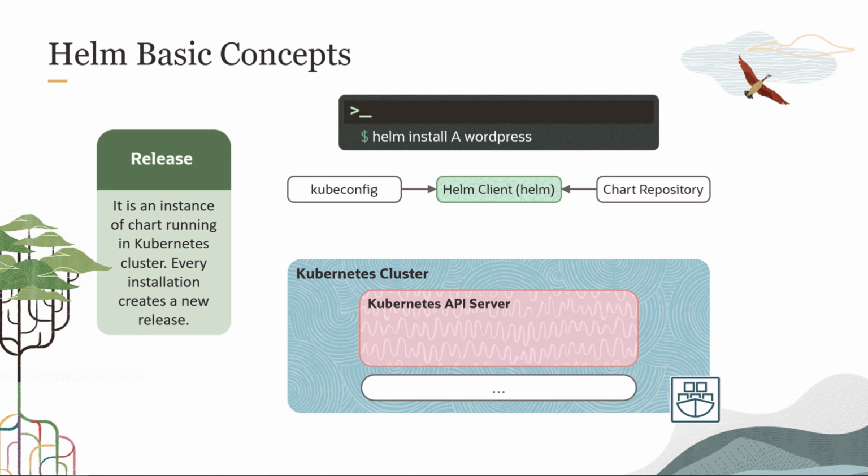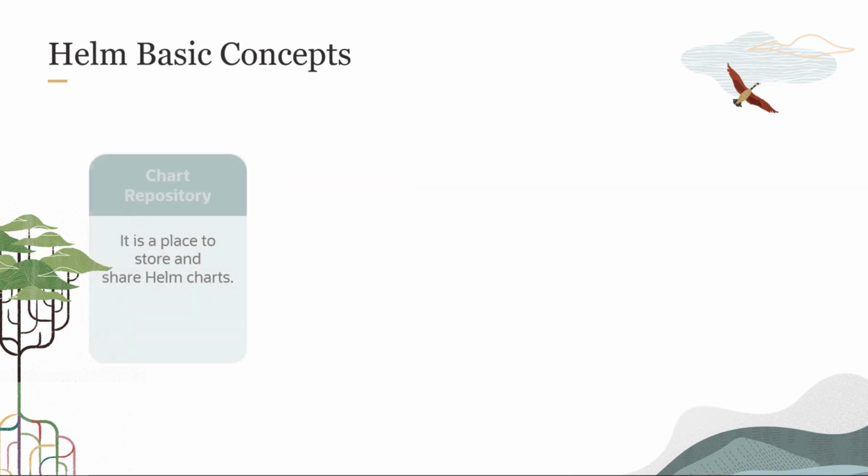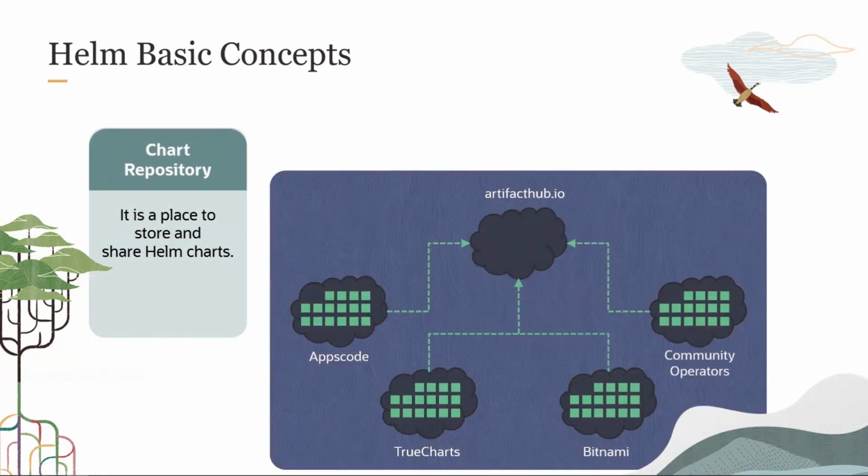For example, if we run helm install A WordPress, release A is created. And if we reinstall the same package as helm install B WordPress, a new release B is created. The third concept is the chart repository. Similar to a GitHub repository, where source code is maintained, and Docker Hub, where images are stored, a chart repository is a place to store and share Helm charts.